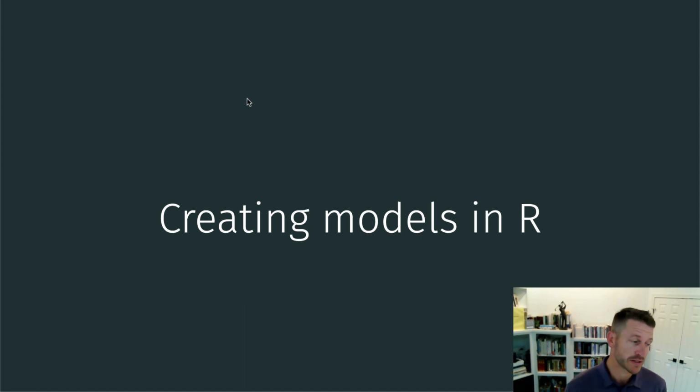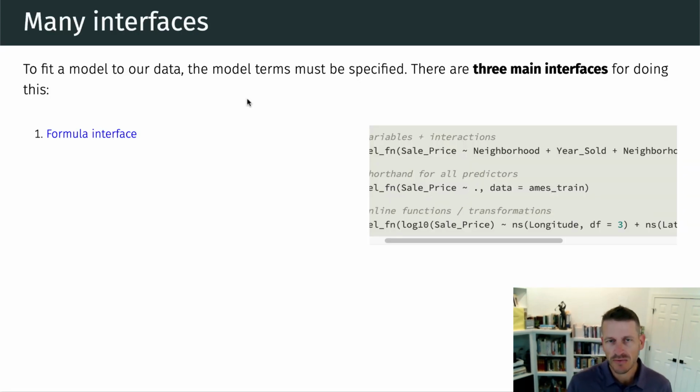As a consequence, R is a rich ecosystem of modeling capabilities, meaning we can implement many different machine learning algorithms, and in fact, we can have multiple ways of doing the same algorithm within R. Okay, so this obviously has its benefits, but also has some downsides. So first of all, let's talk about model specification.